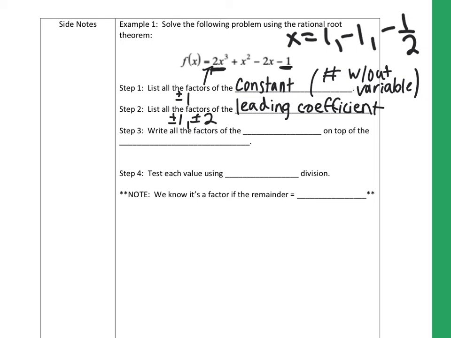So now we just need to write out all the factors of that constant, which we just found, and put them on top of the leading coefficient. I'm going to abbreviate there. Okay, so for instance, the constant was ±1.